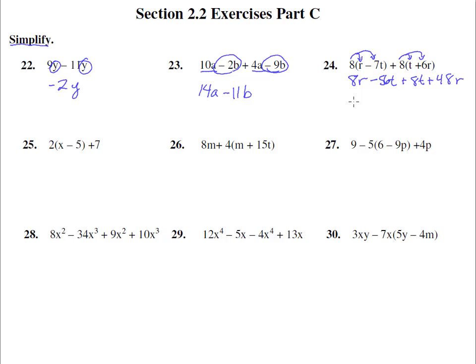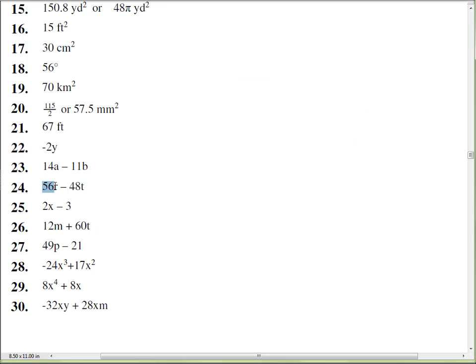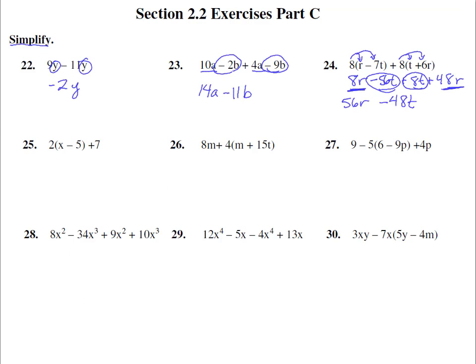Now, what things do we have that are alike? We have the r's right here that can go together. So 8r and 48r, that is 56r. And then we have a negative 56t and a plus 8t. That's negative 48t. 56r minus 48t. Let's check our answer. 56r minus 48t. Now we should note that if you wrote down negative 48t first and then a plus 56r, that would be perfectly fine.